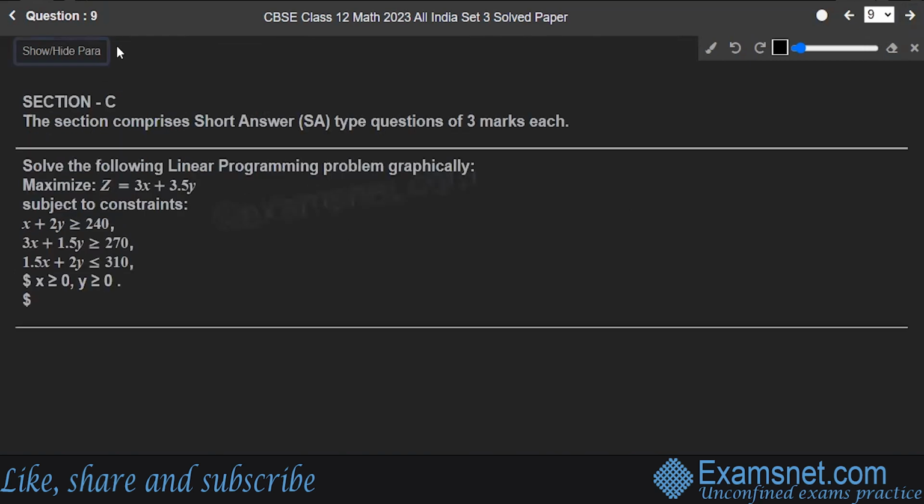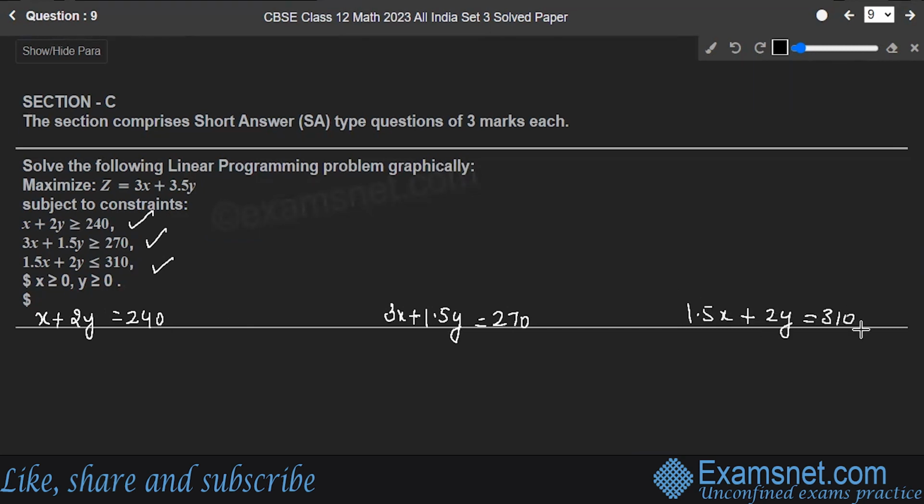Now we are moving to section C, short answer type questions, which carry 3 marks each. It's given that, solving the following linear programming problem graphically, you have to minimize this expression subject to these 3 constraints. Let's change the inequalities to equalities first. So these 3 equations become x plus 2y is equal to 240, 3x plus 1.5y is equal to 270, and 1.5x plus 2y is equal to 310.